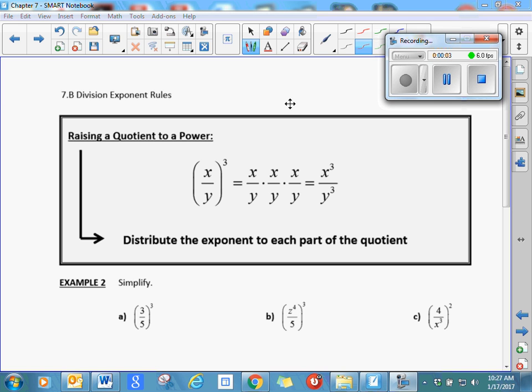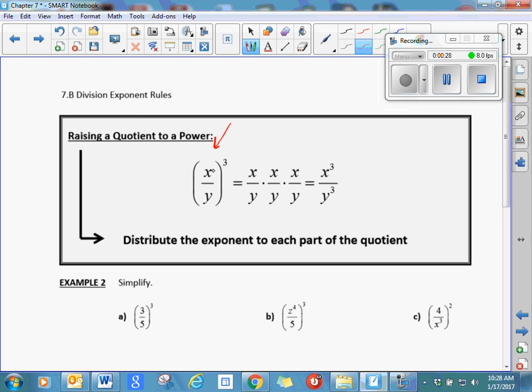Okay, one more set of talking about division exponent rules. This is actually taking a quotient to a higher exponent. This is similar to what we did with the multiplication in 7a. It looks the same in large part. When you see an example like this, what does this actually mean?